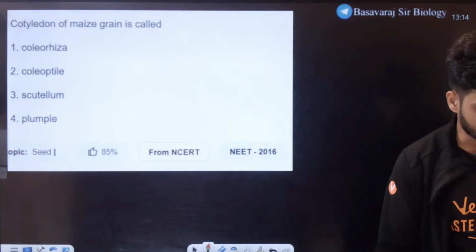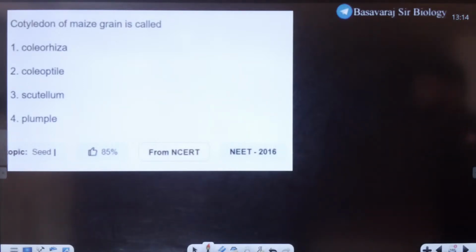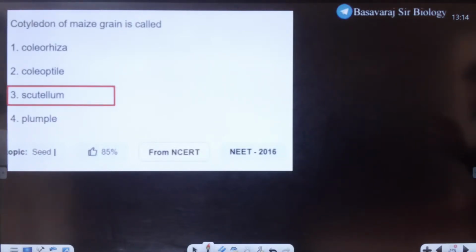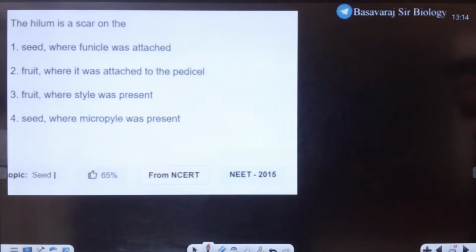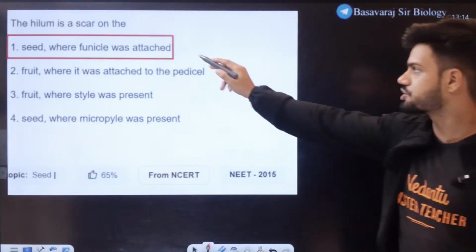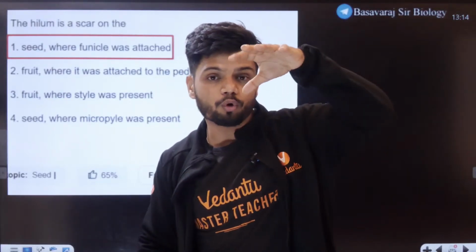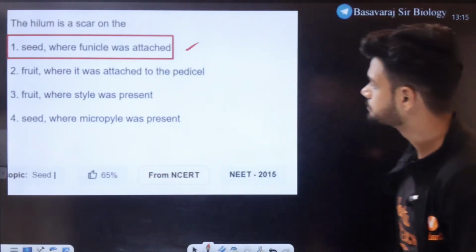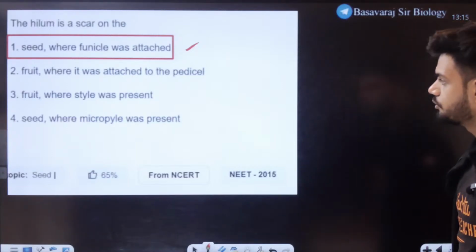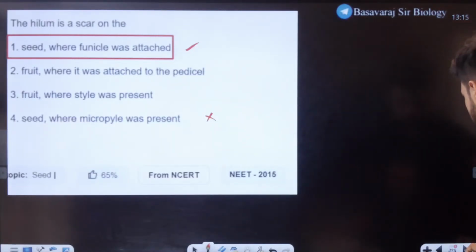Question on the board. Cotyledon of maize grain is called as: maize grain is monocot, so cotyledon is called scutellum. Okay, scutellum. Hilum is a scar on the seed where funicle is attached, or where we can find the ovary wall. Not micropyle. Okay.